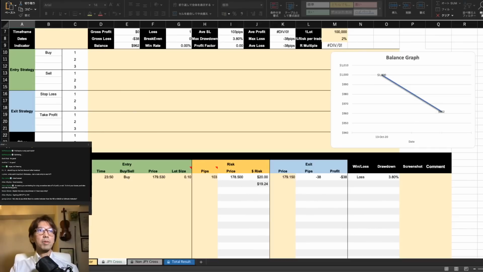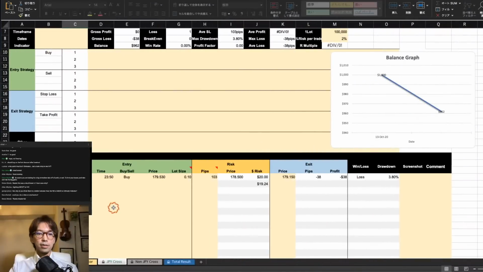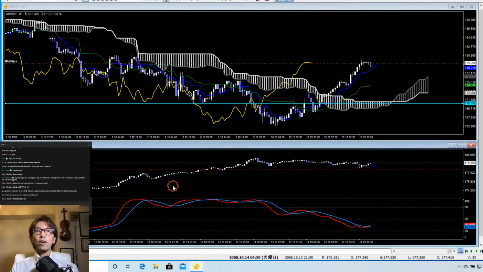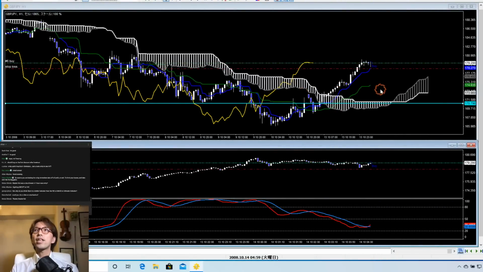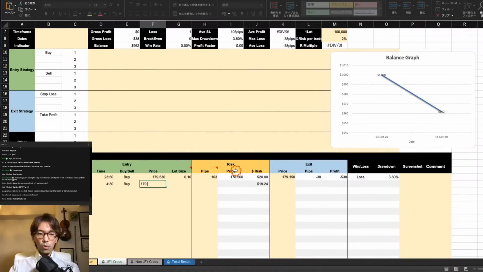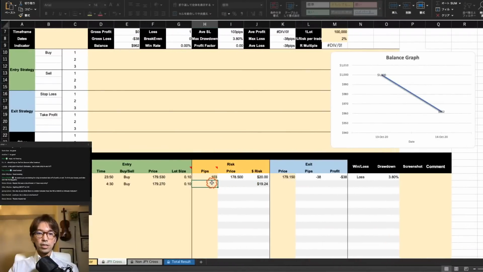So second, GBP JPY. This is October 14th, the next day, and the time was 0430, and I took a buy again. My entry price was 179.270. I was going for a 0.1 lot, and the pips to the stop loss was 114, I think, so I just put 114, which is quite wide.